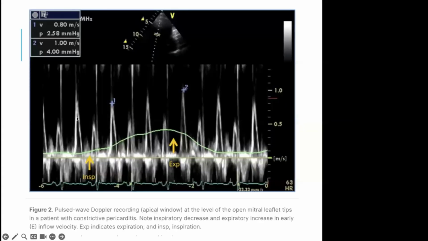This is what we're looking at when we're looking at our E velocity. So essentially, we have a pulse wave Doppler recording through or at the mitral valve tips. And of course, we want to have our respirometer attached to look at inspiration and expiration. There are 2 points here. Now, this picture over here chooses this point as inspiration. Personally, I may have chosen this point here.